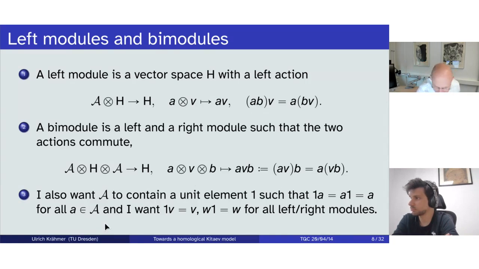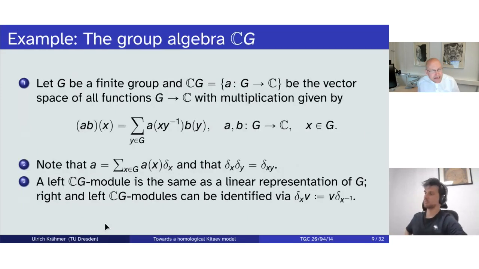Now, it's not a big deal, but I will always assume my algebras are unital. So there's an element 1 in A, which multiplies everything to itself. And I also want my modules to be unitary, meaning this element 1 in the algebra acts as the identity map on all modules. Good. So I think this is pretty clear.